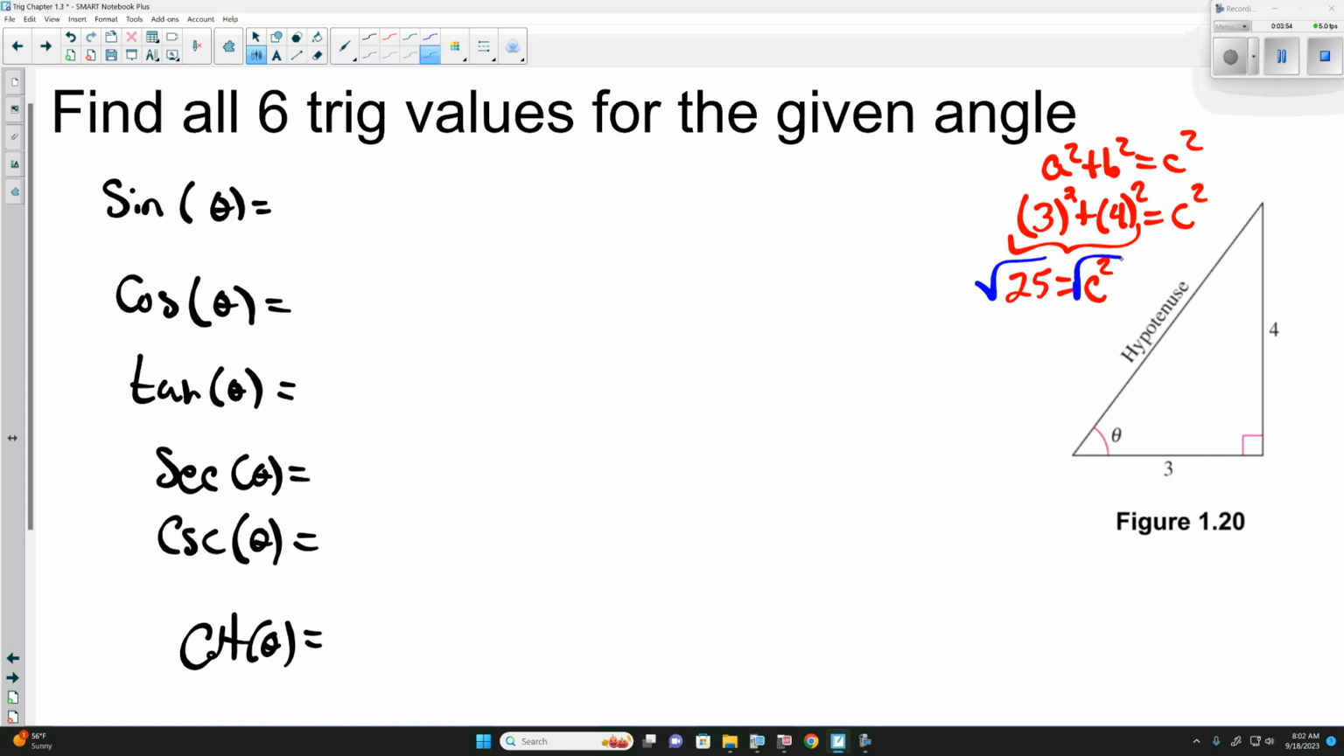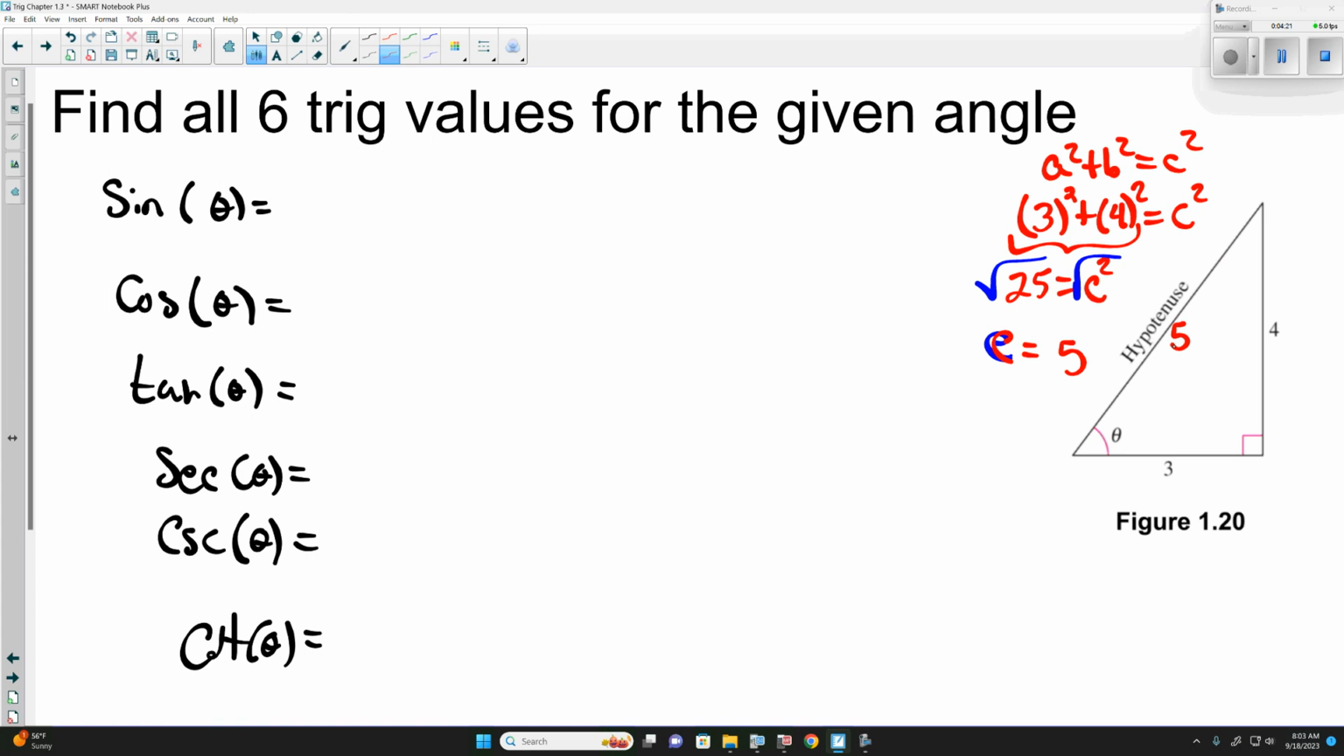At this point here, we can square root both sides. Square root of c squared is just c. Square root of 25 is 5. We would normally put plus or minus whenever we take the square root of both sides. But because we're talking about a length, we know the length cannot be negative.